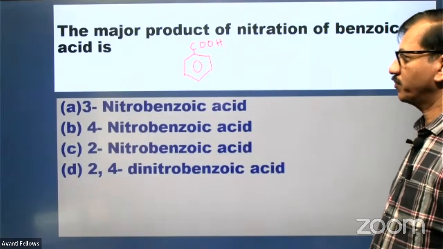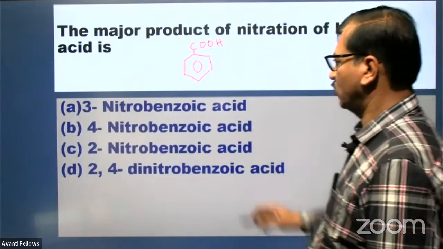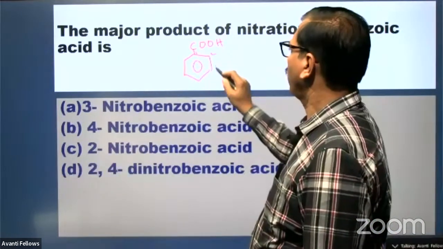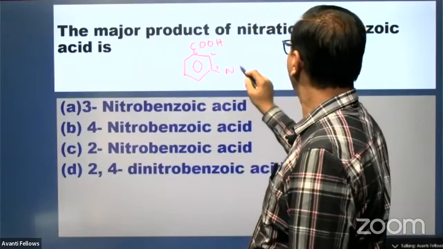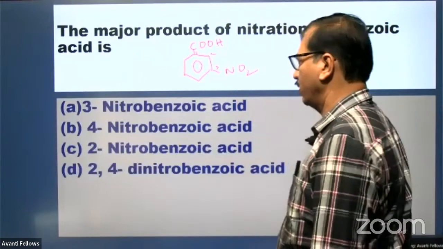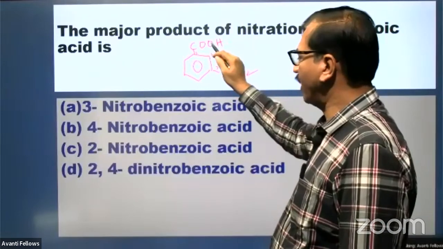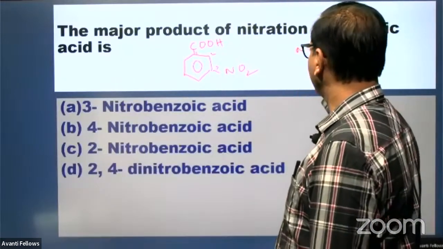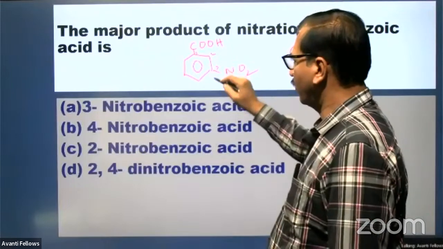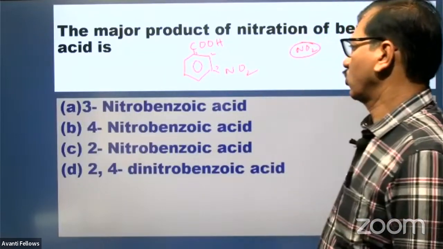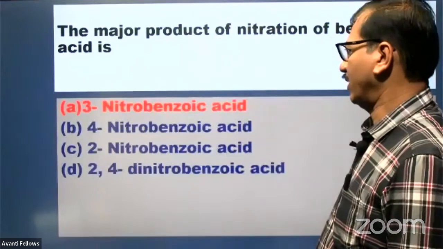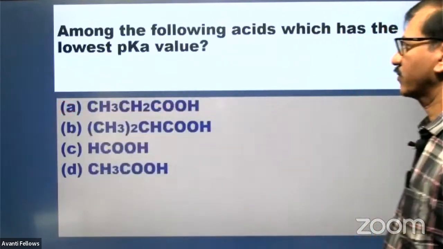This is a meta directing group. 1, 2, 3. This is the nitration product. COOH, CHO, aldehyde, carboxylic acid, and NO2 are all meta directing. Therefore, this is the product. So 3-nitrobenzoic acid is the answer, right?